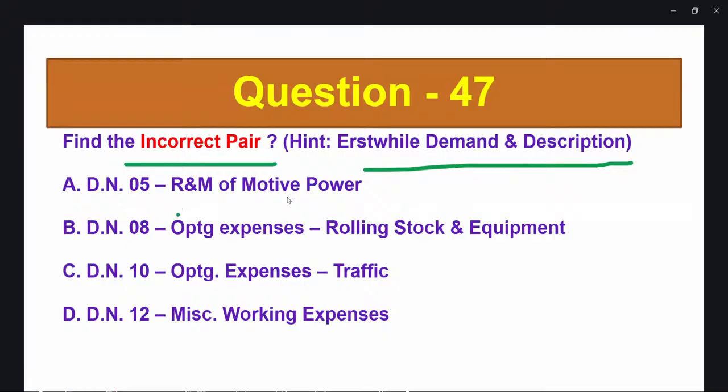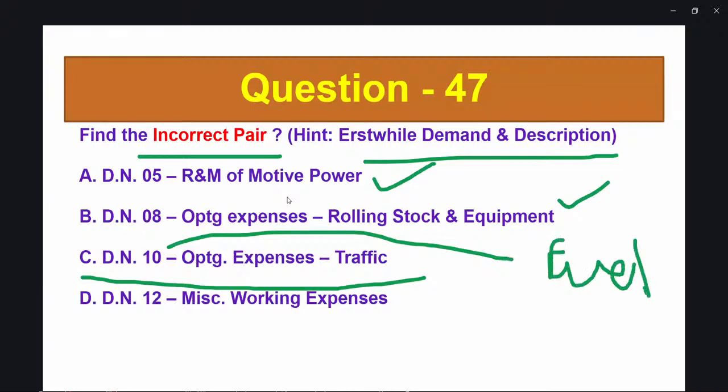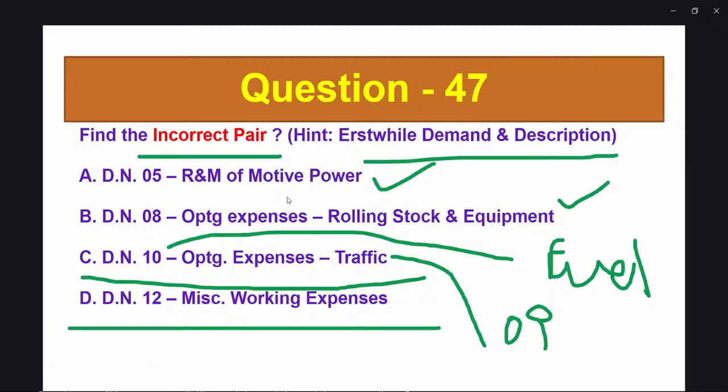Sir, option number C. Demand number 10 is related to fuel. Is it correct? Demand number 5, motive power? Yes, sir, this is correct. So why is it incorrect? Please explain. 10 is related to fuel. Traffic is related to demand number 9. Demand number 9. Is 12 correct? Yes, sir. Very good. Thank you.